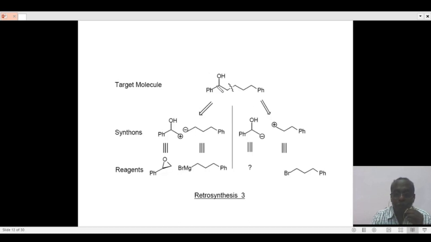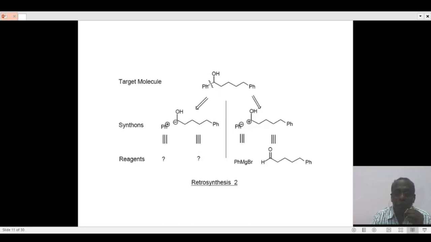As a result, here also two different types of synthons are formed. Then this type of synthons are available. This kind of disconnection will be possible. Here the equivalent molecule will be phenyl magnesium bromide and one aldehyde will be obtained. These two undergo Grignard addition. You can get this desired target molecule.